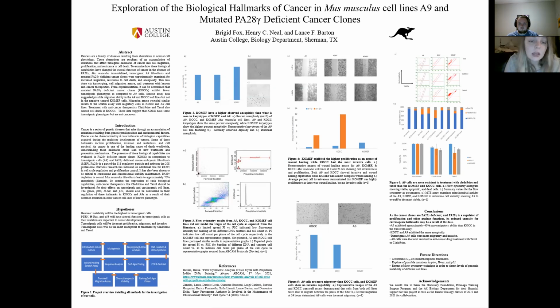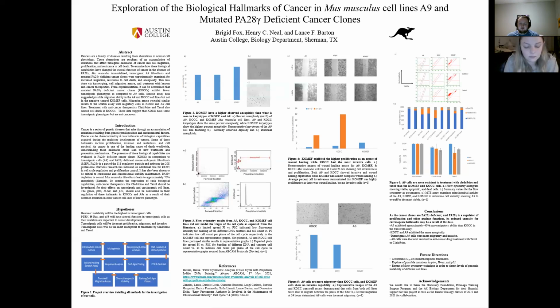Figure 4 exhibits how KOMEF cells had the highest proliferation as an aspect of wound healing in a wound healing assay. KOCC had the highest percent of invasive cells as a characteristic of invasion. In figure 5, A9 cells are more migratory than KOCC cells, and KOMEF cells show no invasive capability.